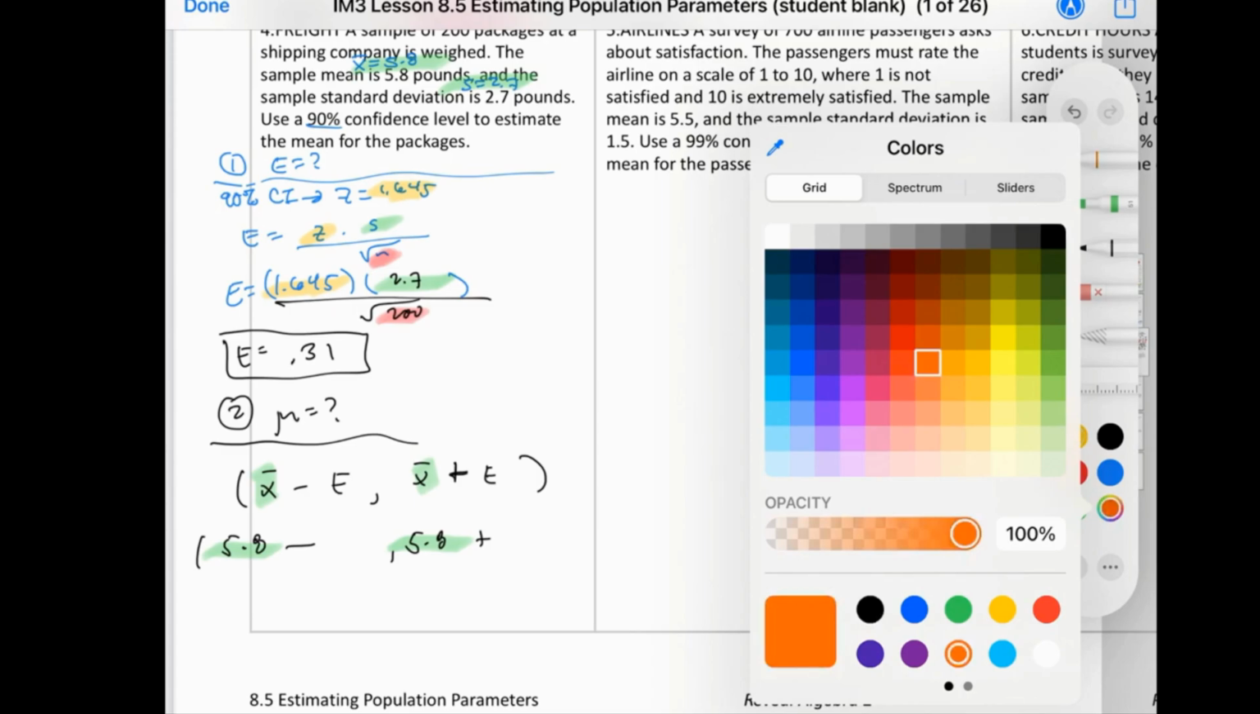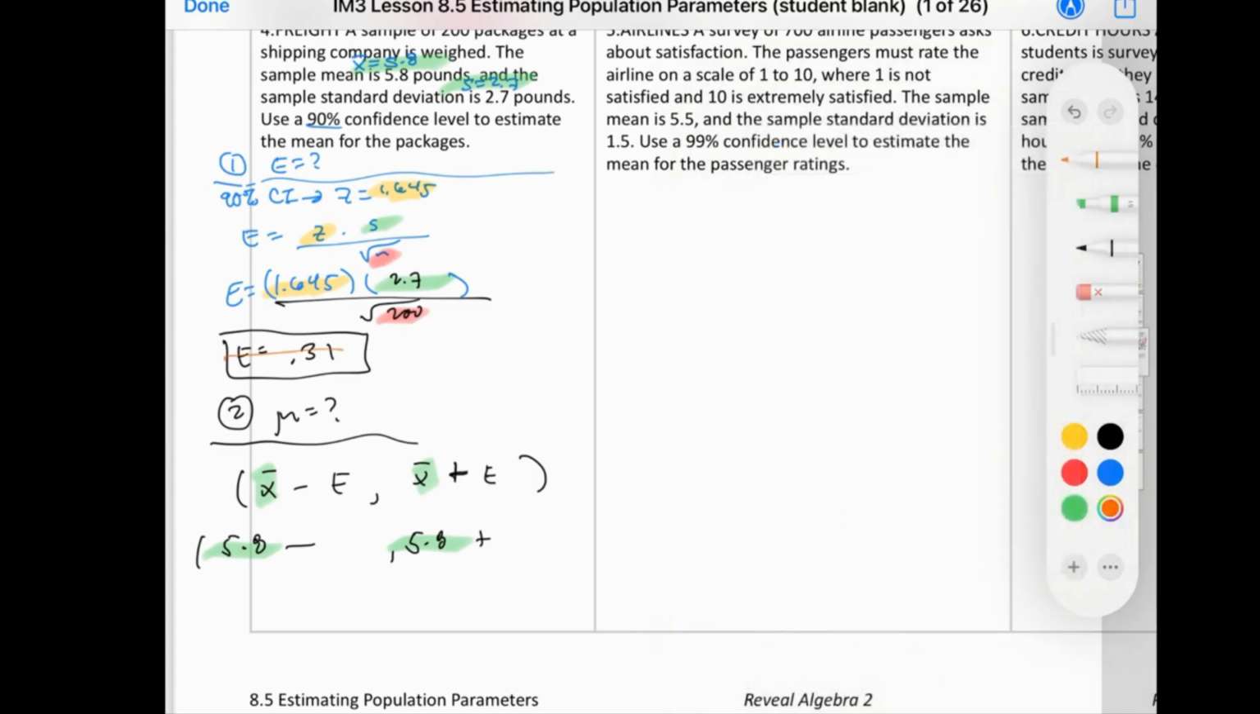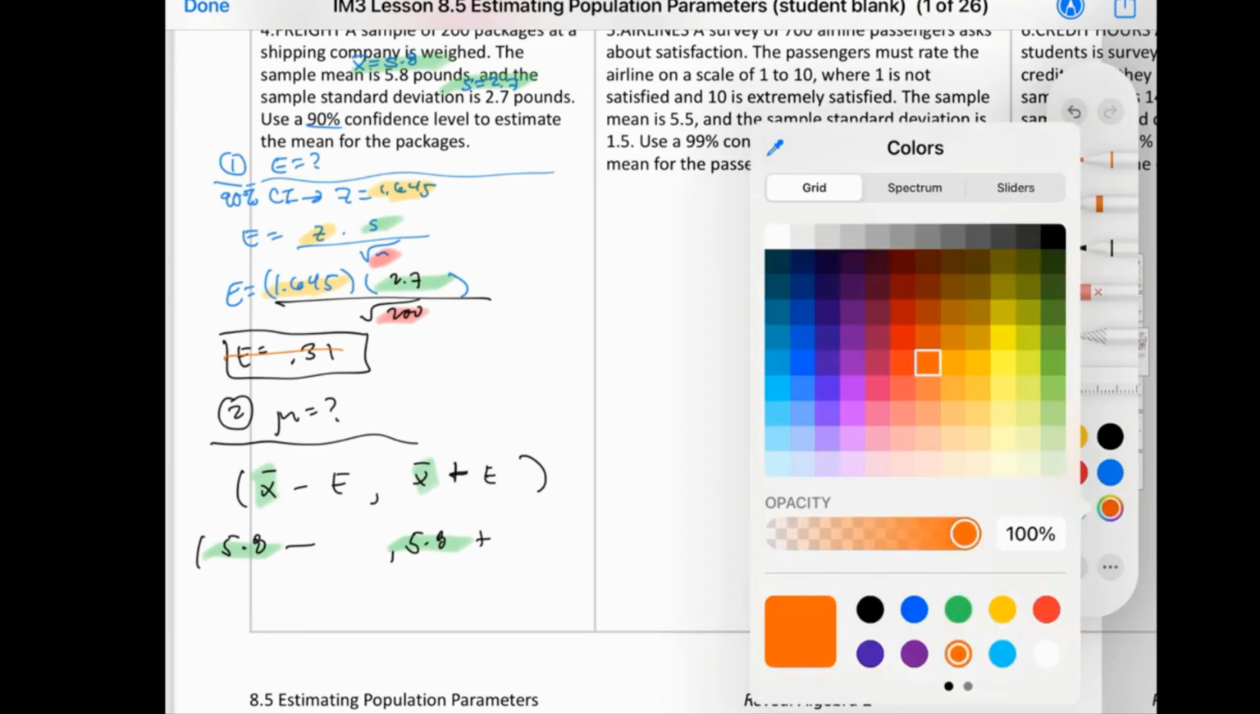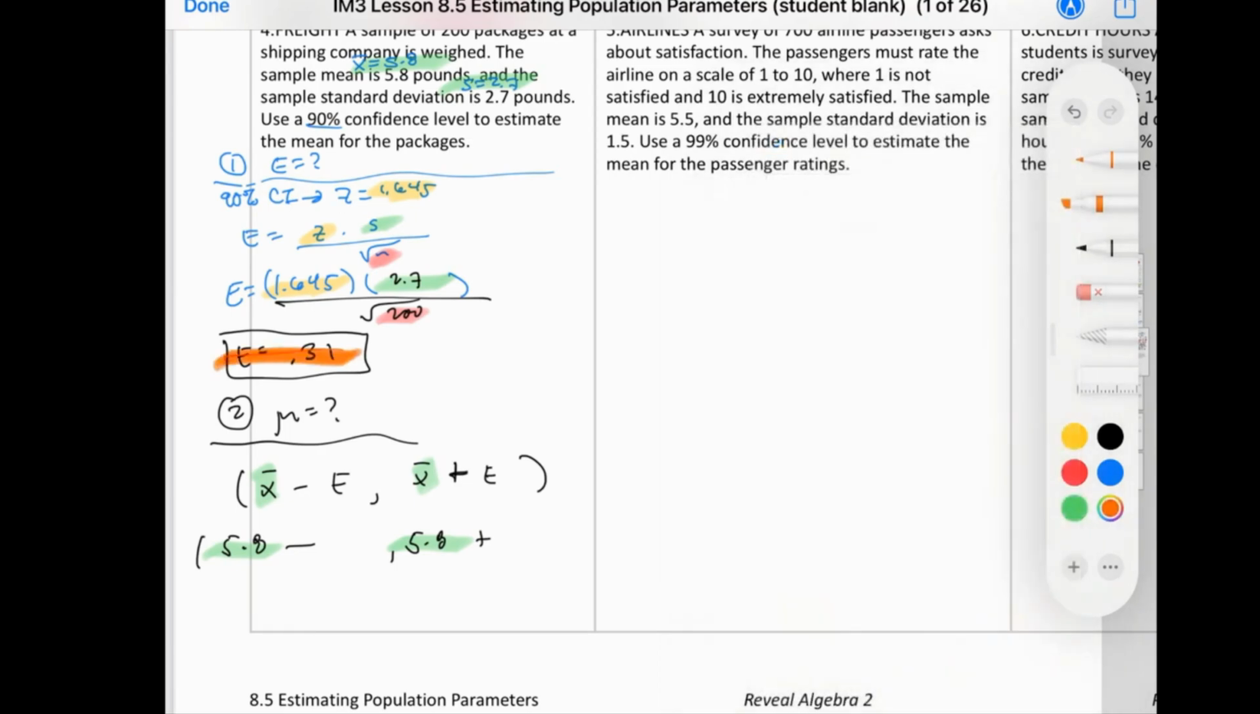Let's do a different color. Why is it so thick? Why does it do that? 0.31. Okay, so 5.8 minus 0.31 will give me 5.49 and 6.11.